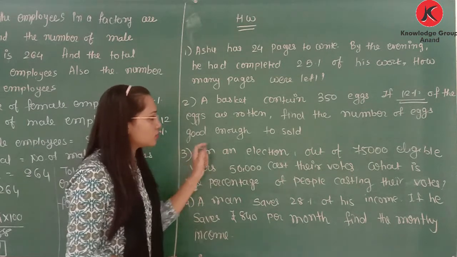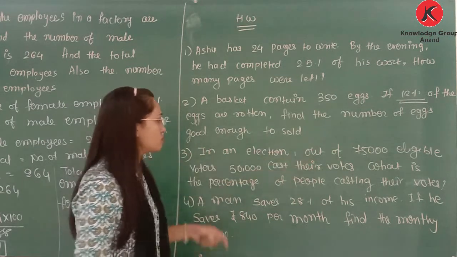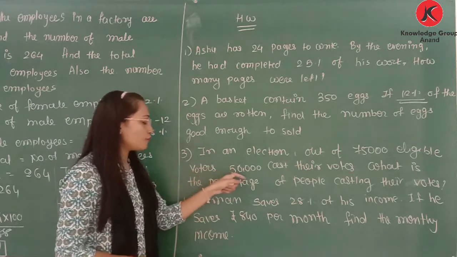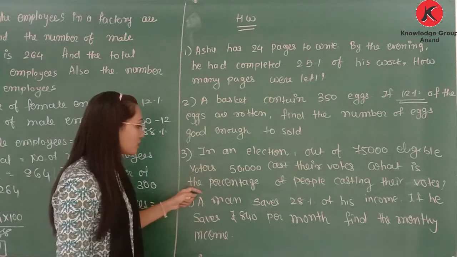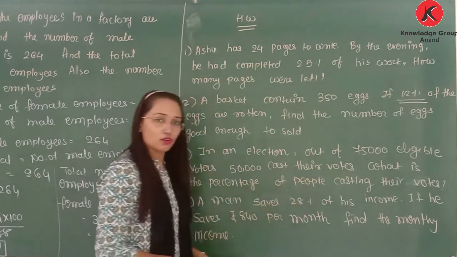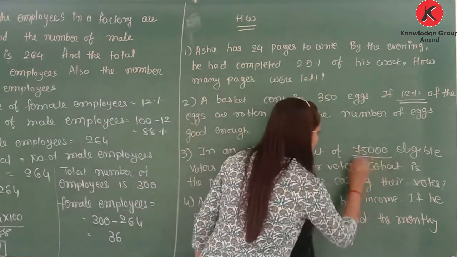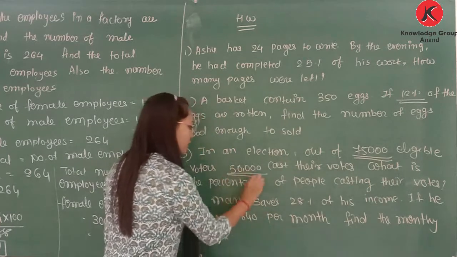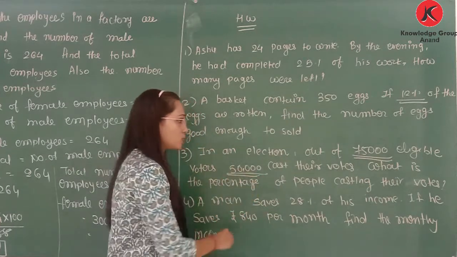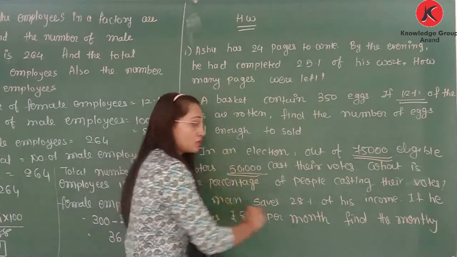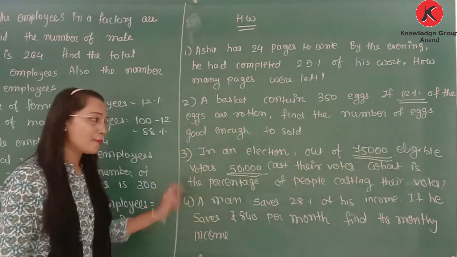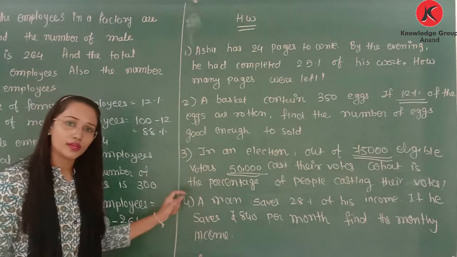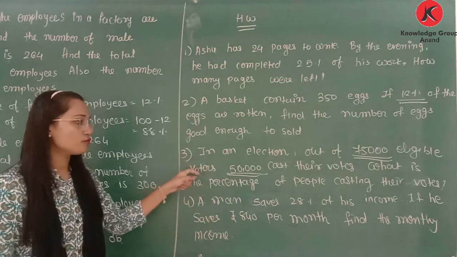In an election, out of 75,000 eligible voters, 50,000 cast their votes. Find the percentage of people casting their votes. So from the total 75,000, 50,000 voted. It means you need to find the fraction, 50,000 divided by 75,000. Multiply with 100%, so you will get the percentage of voters.